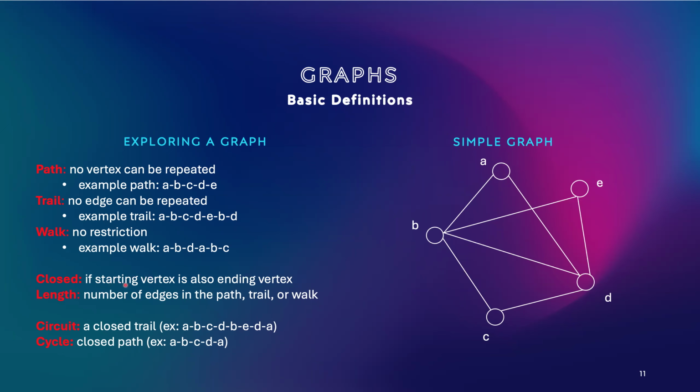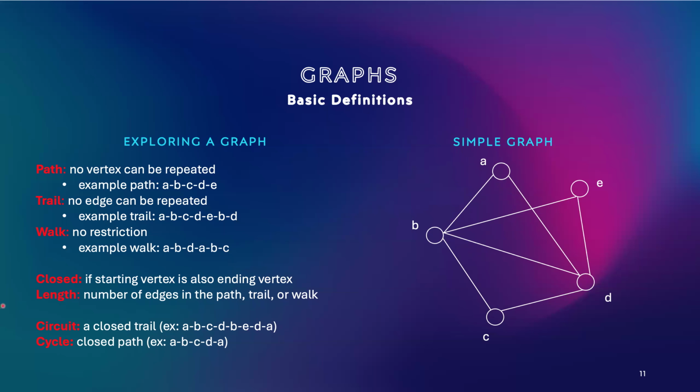A walk is closed if the starting vertex is also the ending vertex. And the length is the number of edges in the path, in the trail, or in the walk. Now, a circuit is a closed trail. An example of a circuit here is A, B, C, D, B, E, D, A, right? So this is a circuit. And then a cycle is just a closed path. So this is A, B, C, D, and A again. This is very simple to remember.